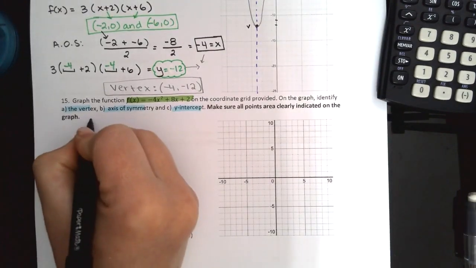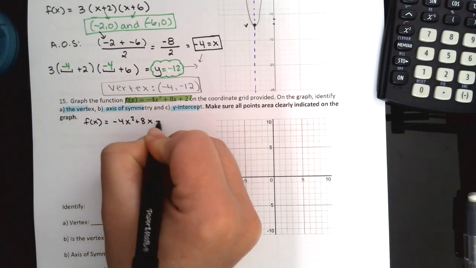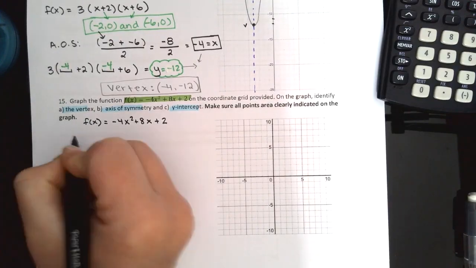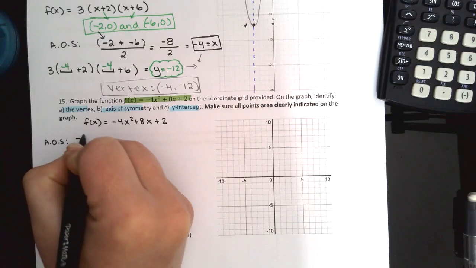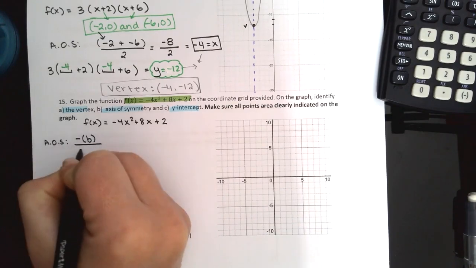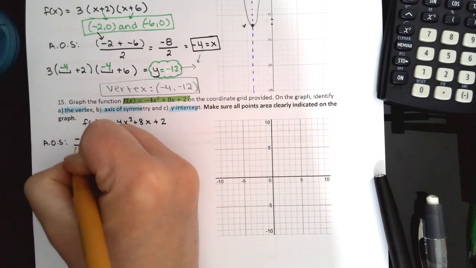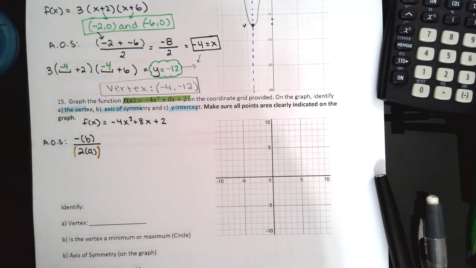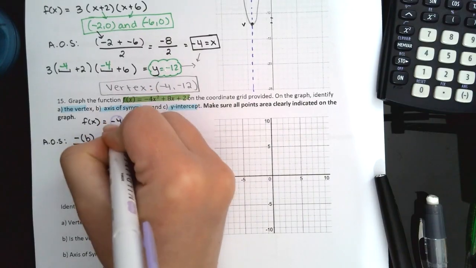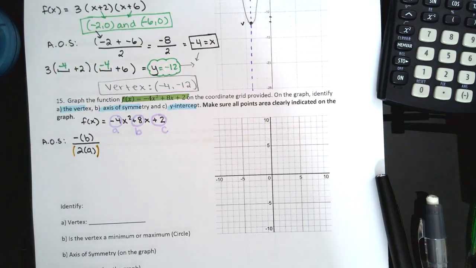Let's start with the equation f of x. You can also write y equals negative 4x squared plus 8x plus 2. First thing you're going to do is start with the axis of symmetry. Axis of symmetry is a formula: negative b divided by 2a. If you are choosing to use a calculator, you must have extra parentheses in the denominator around your 2a. Otherwise, it will give you the wrong answer. Label your ABCs on your equation. Make sure to take the symbol with each ABC. So if it's positive, take the plus. If it's negative, take the minus.